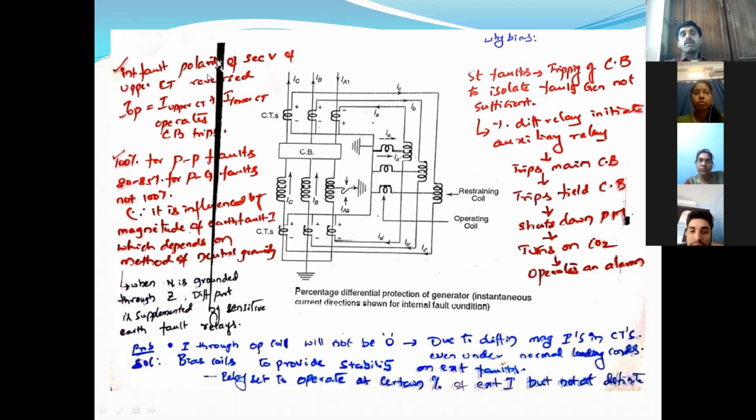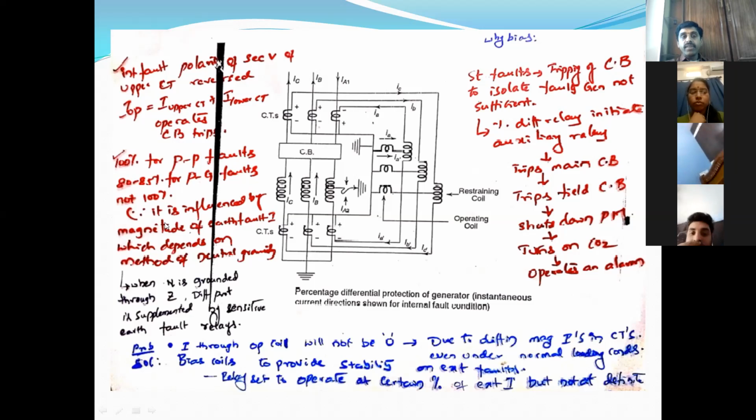So for internal fault, the polarity of secondary voltage of upper CT is reversed. Therefore, operating current equals upper CT current plus lower CT current. Therefore, it operates the circuit breaker. That means the entire generator will be disconnected. This protection gives 100% protection for phase-to-phase faults. But for phase-to-ground, it is only 80 to 85%, not 100%.